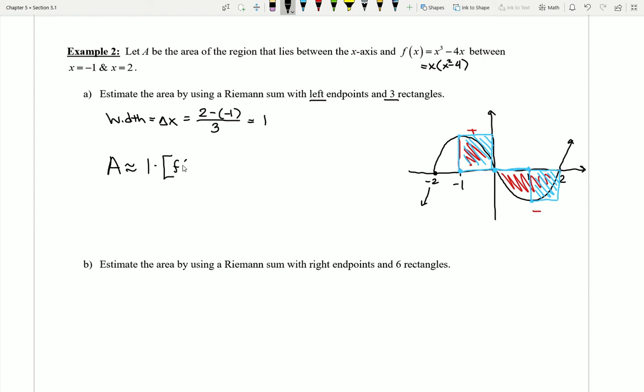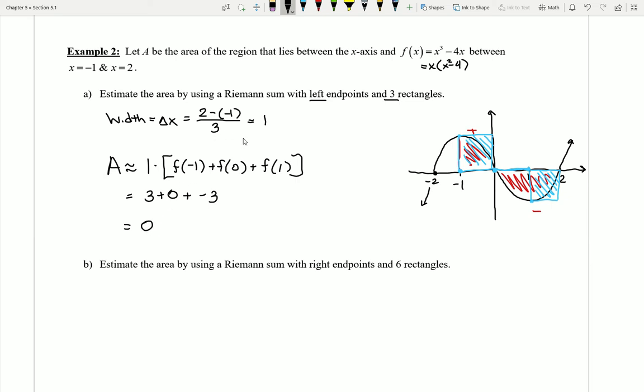My heights are going to be given by f of -1, f of 0, and f of +1. Those are all my left-hand sides. So notice that this is just all these heights added together, because times 1 doesn't change anything. If I plug in -1, I get -1 plus 4, so that's a value of 3. If I plug in 0, I get 0. And if I plug in 1, I get 1 minus 4, which is -3. Overall, I get a final value of 0.